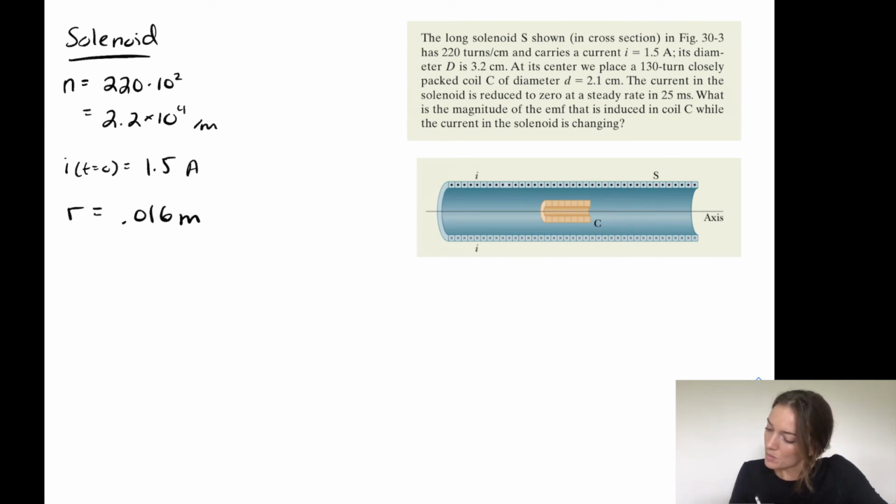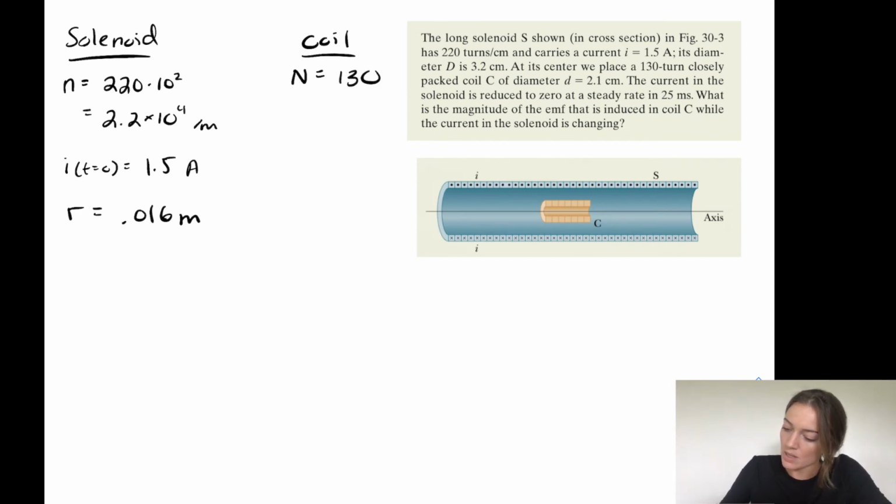Okay, then we have this 130 turn closely packed coil. So for the coil, the number of turns is 130. Whenever we're doing an infinite solenoid with turns per unit length, we use lowercase n. And whenever we're talking about a total number of turns in either a toroid or a finite coil like this, we use capital N. So this coil has a diameter of 2.1 centimeters.